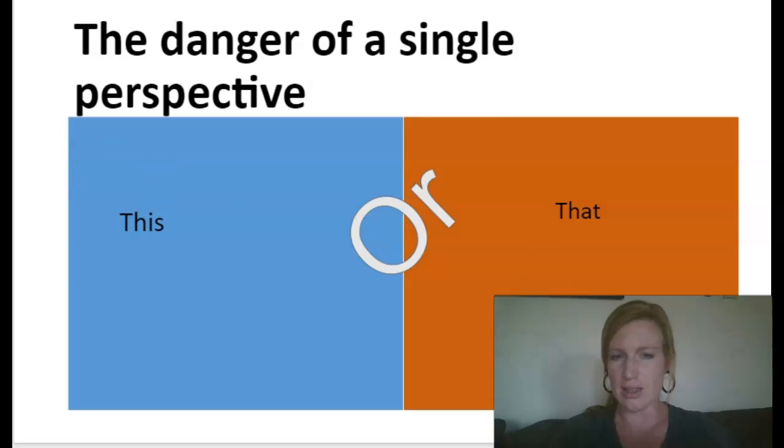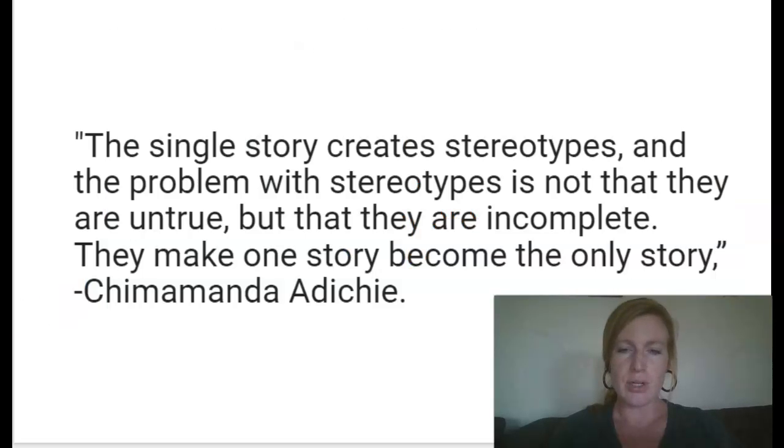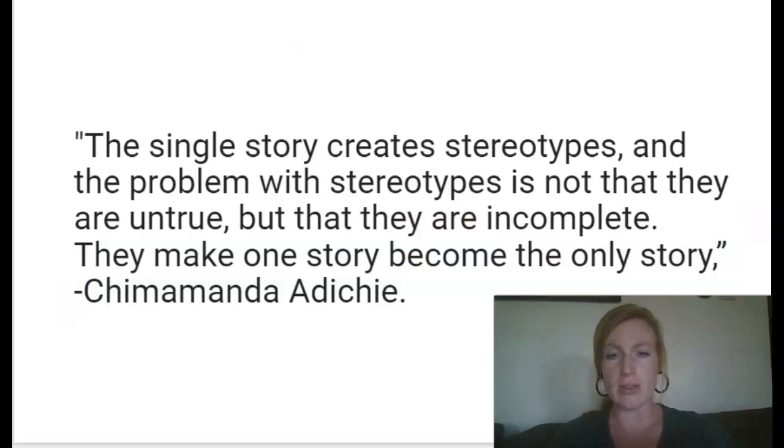So we want to avoid this-or-that argumentation, like it's either this or it's that, because that falls into a dangerous single perspective. And as you remember from yesterday, we listened to Chimamanda Adichie's TED Talk on the danger of a single story. One of the quotes that really resonated with me throughout that TED Talk is projected. She said, the single story creates stereotypes. And the problem with stereotypes is not that they are untrue, but that they are incomplete. They make one story become the only story.